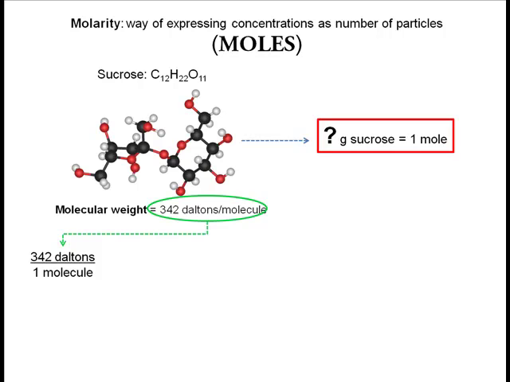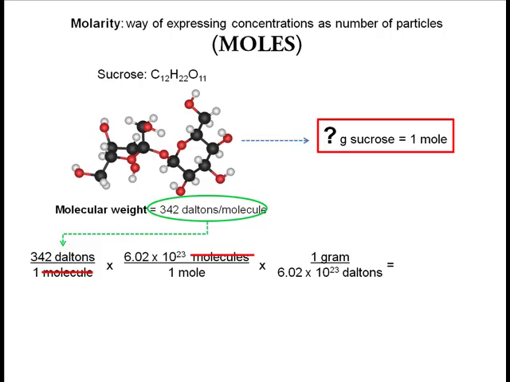We have 342 Daltons per molecule of sucrose. We also know that there are 6.02 times 10 to the 23rd molecules per mole, and in 1 gram of any element there are 6.02 times 10 to the 23rd Daltons. Now if we work through this equation, we can cancel out molecules, Daltons, and Avogadro's number, and that will give us 342 grams per mole of sucrose.